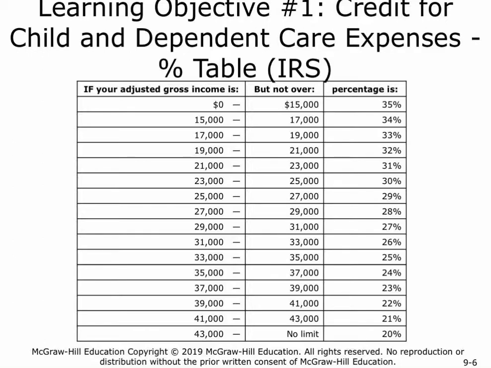This is going to be the table that was referenced earlier. So for an amount under $15,000, you would get the maximum percentage of 35%, and then you would get a range over that span of 35% to 20% until the adjusted gross income reaches $43,000, and at that point, the minimum percentage of 20% would be used in the calculation.